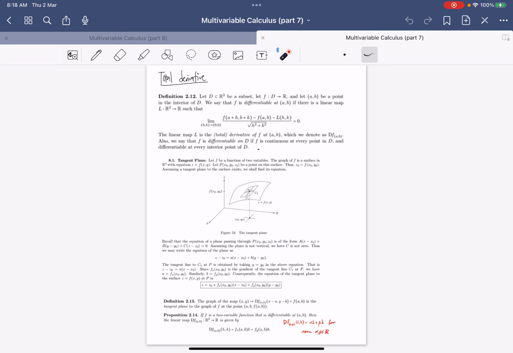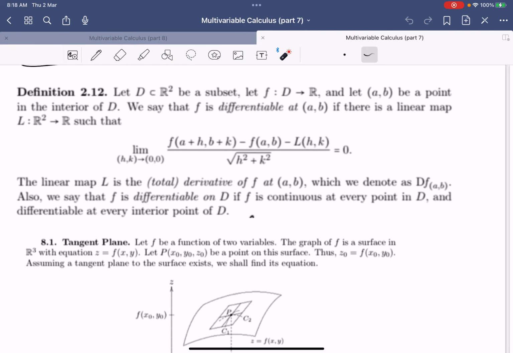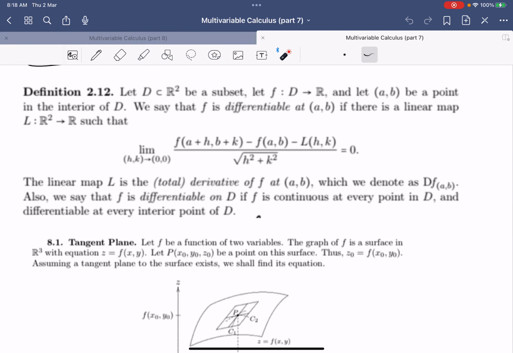And with that notion, we come to now the total derivative of a function. The total derivative of a real valued multivariable function is that instead of finding a limiting value, you find a linear map. And really, why is that so?